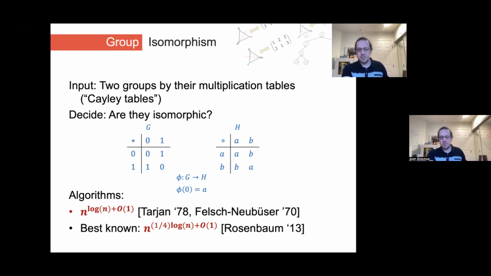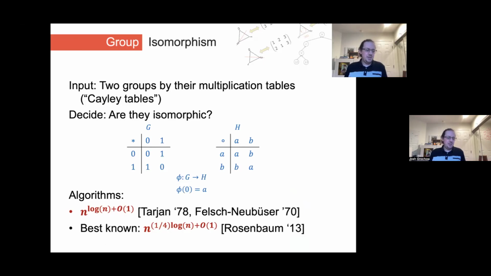Okay, many algorithms for this are known. In terms of worst case algorithms, when the groups are given by their multiplication tables, the first not totally trivial algorithm was due to Felsch, Neubüser, and Tarjan independently in the 70s. That's an n to the log n time algorithm where n is the size of the group, known as the order of the group. And currently today, the best known worst case algorithm is essentially just n to the 1/4 log n plus lower order terms due to Rosenbaum, with some improvements by Le Gall and Rosenbaum later.